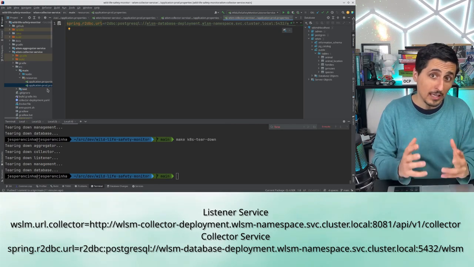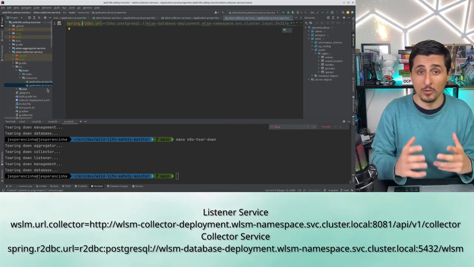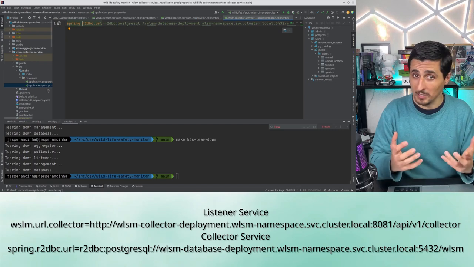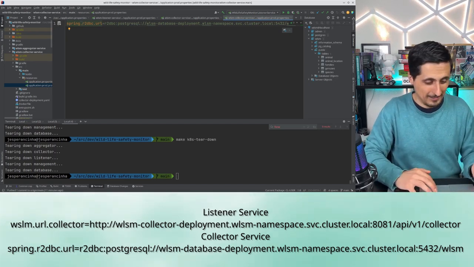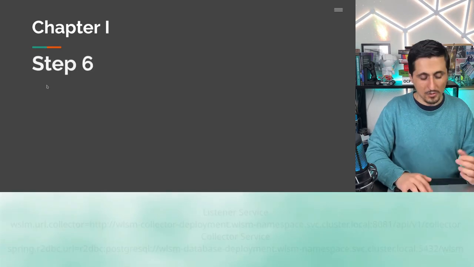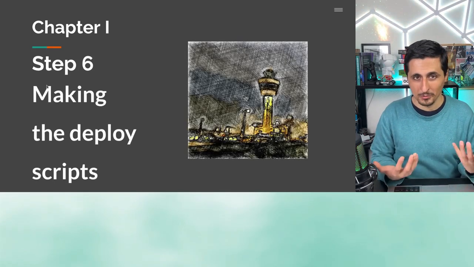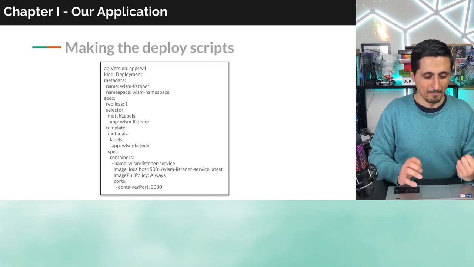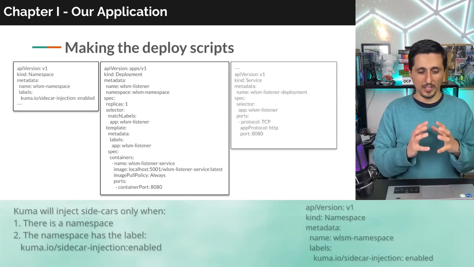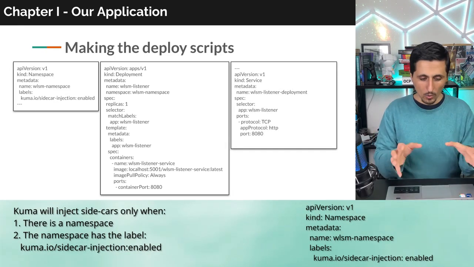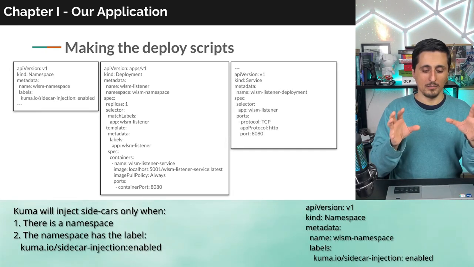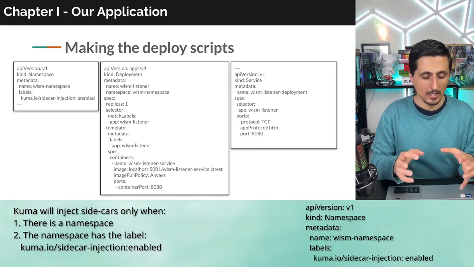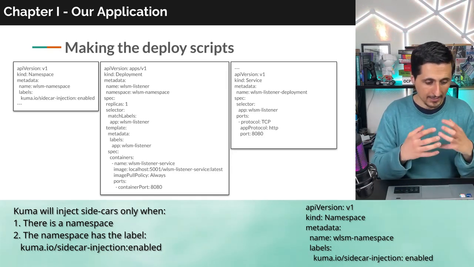But before we do that, it's important to have a look at our deployment scripts for Kubernetes. So let's do that. Step 6, making the deploy scripts. Okay, so we've got here the whole definition of a deployment script, and let's break it down and see what is happening here.